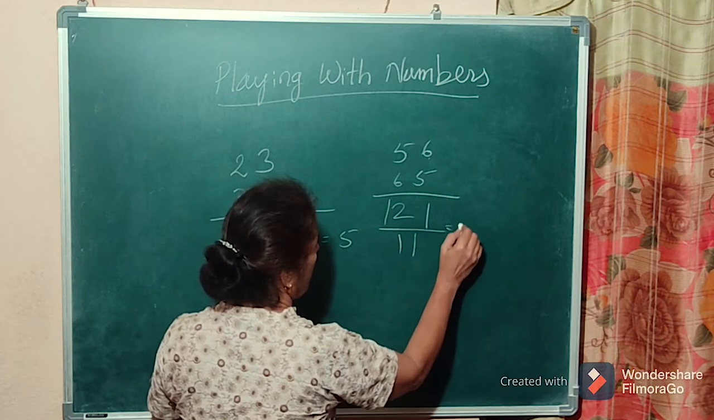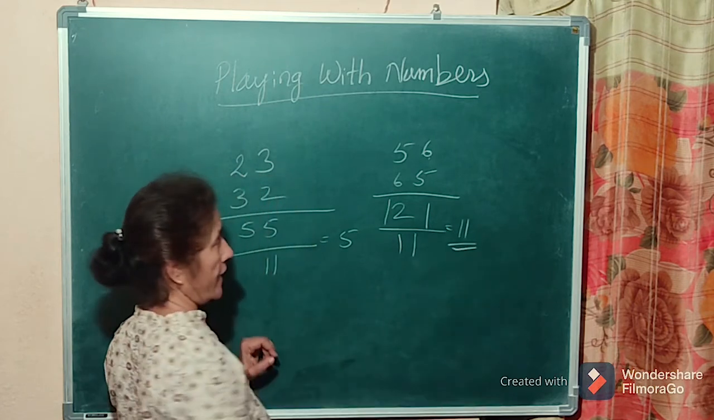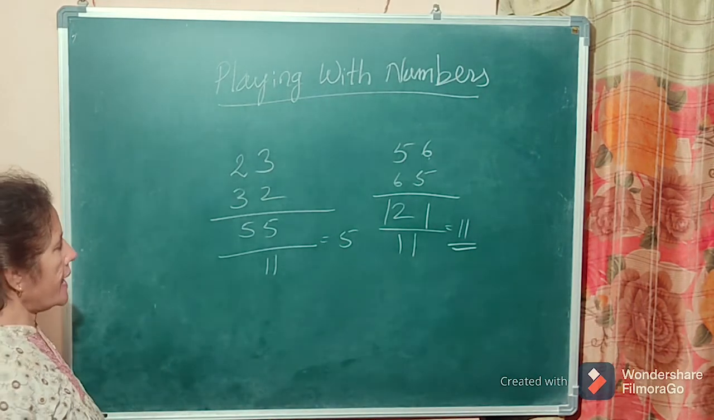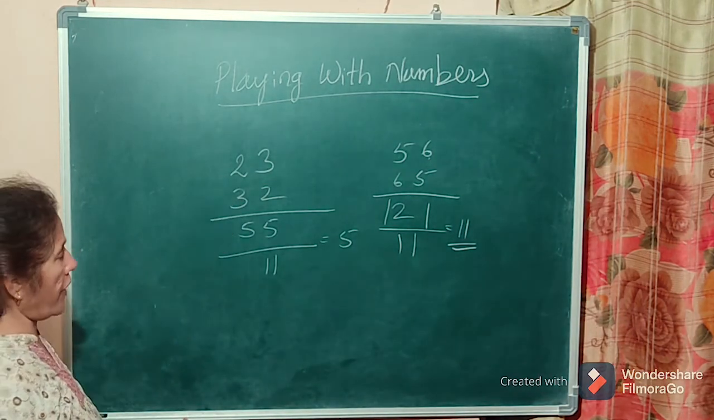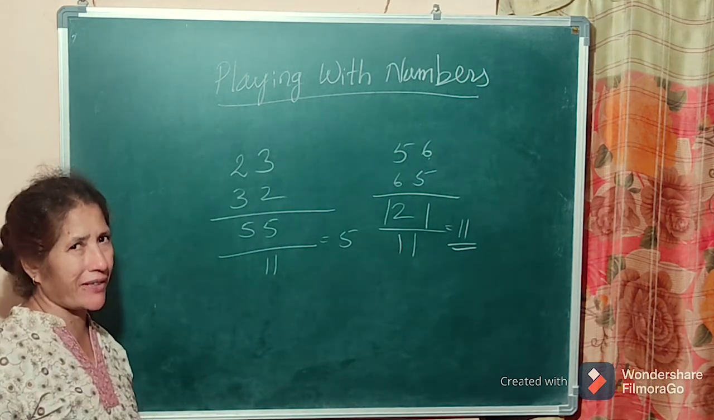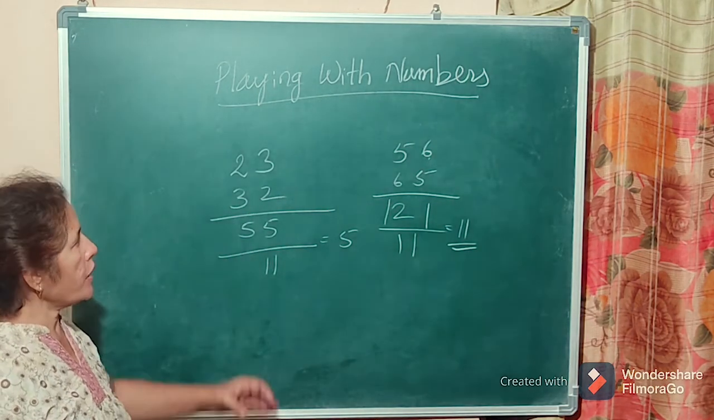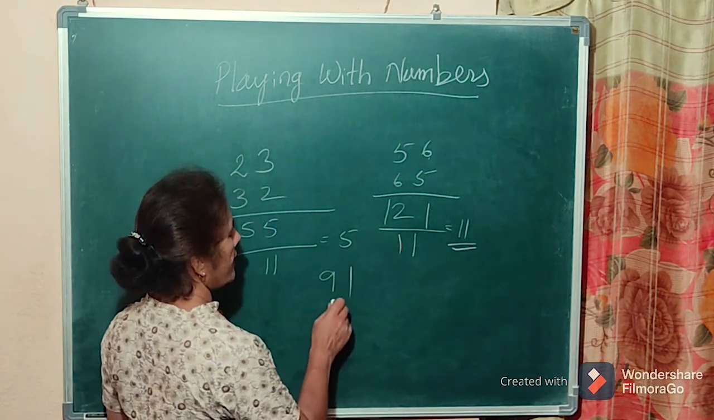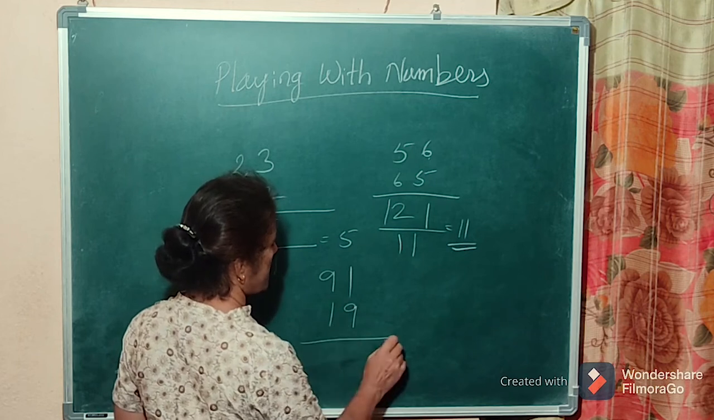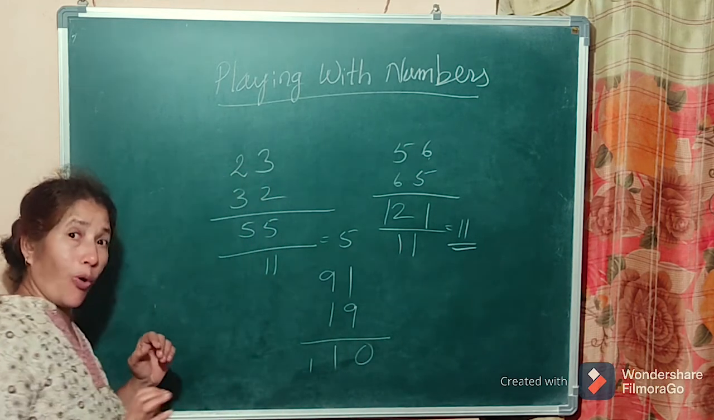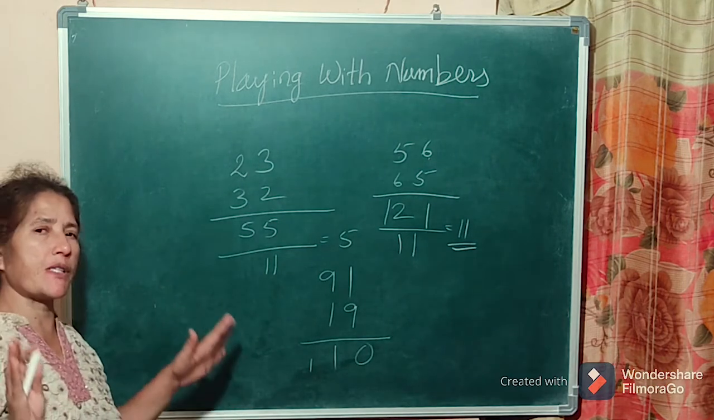Divided by 11, 11 times 11 is 121. Suppose I take two-digit numbers with different digits. If I write down 91 and reverse it, 19. 1 plus 9, 10. 1 plus 1, 2 plus 9, 110. All these are multiples of 11.